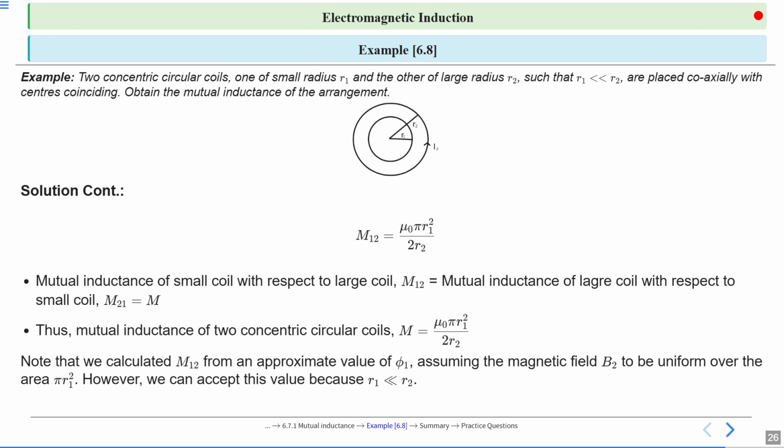Okay, if the R1 coil is comparable to the R2 coil, if its size is comparable to the outer coil, then the magnetic field through it will not be uniform. So the calculation of phi1 will not be accurate.